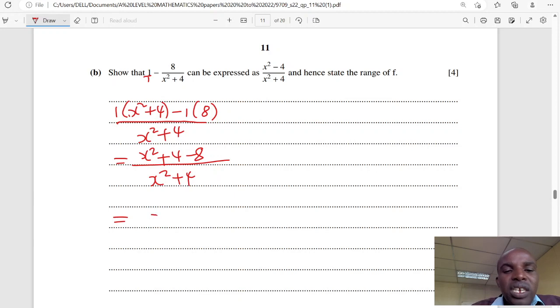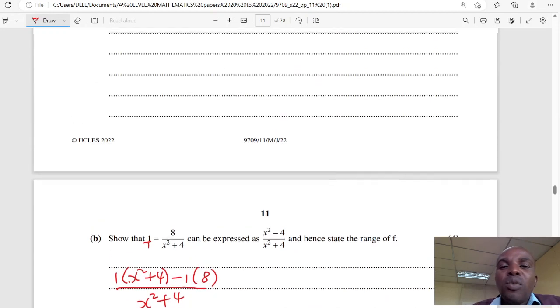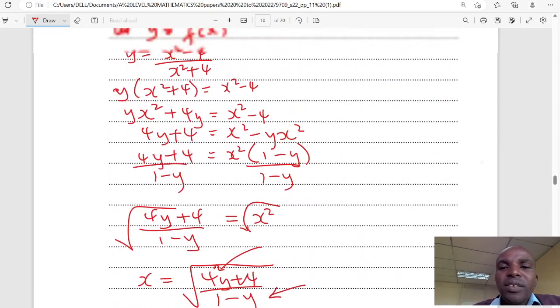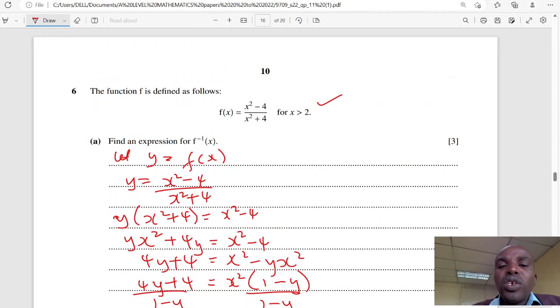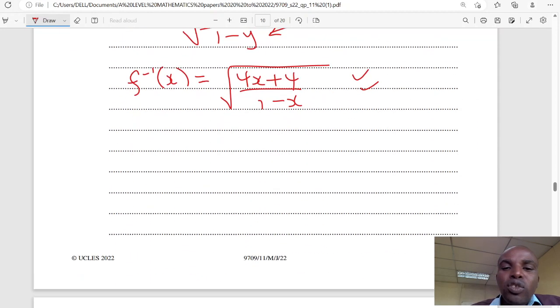Then it will be x squared minus 4 over x squared plus 4. Right, then the range, you check the domain. The domain is what? It's x greater than 2. So you just substitute 2 here.